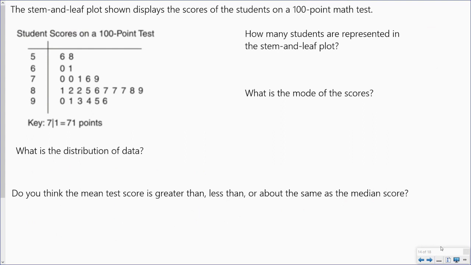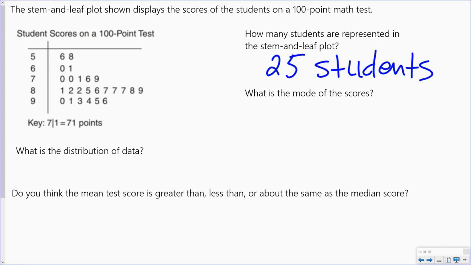Here I have a stem and leaf plot. How many students are represented in the stem and leaf plot? Well, when we count up all of the leaves, we come up with 25 students. What is the mode? Well, it looks like the mode would be right here because there are 3 sevens. So my mode would be 87 students.